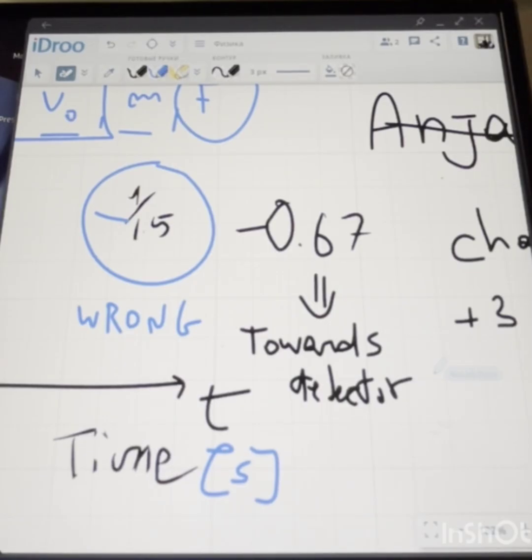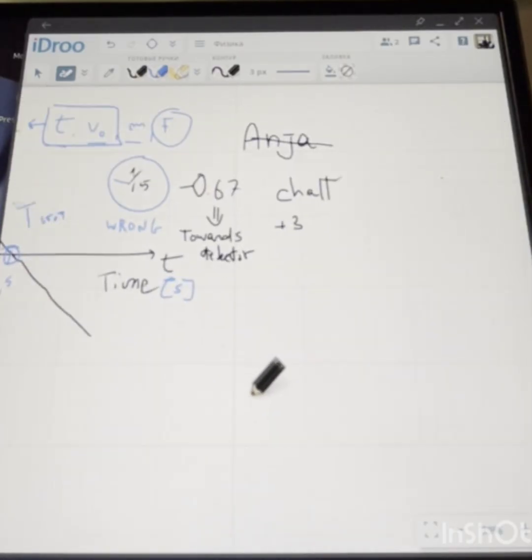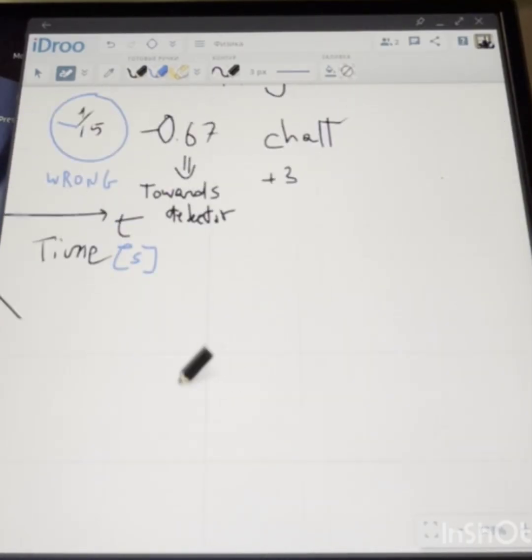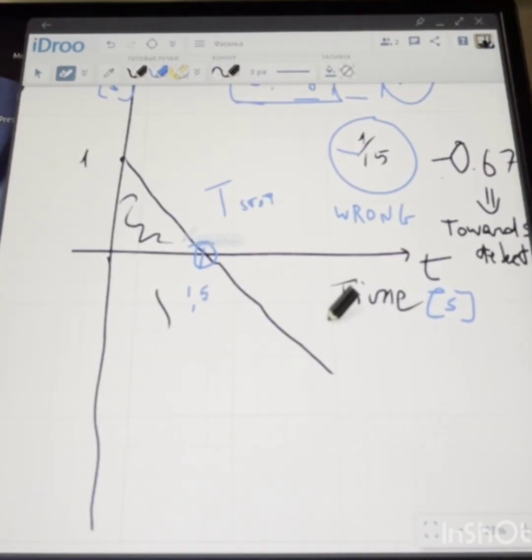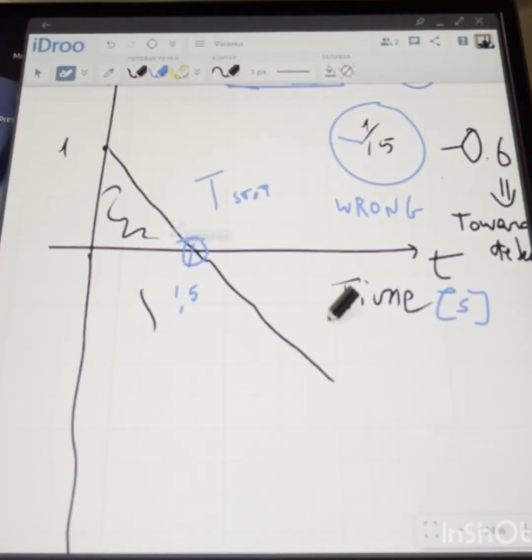Now, go on. It's just this. That's how far it traveled until it came to a stop. Because this is a velocity versus time graph. Yes. So it's the area under the line on the graph. Exactly. Well done. This is going to be helpful in the future.